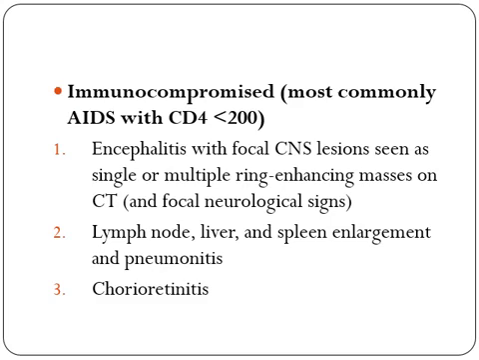In immunocompromised patients, who are now very commonly met with due to any cause of immune suppression, like tumor treatment, or due to any weakness occurring for the patient, most commonly in AIDS with CD4 less than 200, encephalitis is the main manifestation, with focal central nervous system lesions seen as single or multiple ring-enhancing masses on computed tomography or CT, and focal neurological signs according to the region affected in the brain.